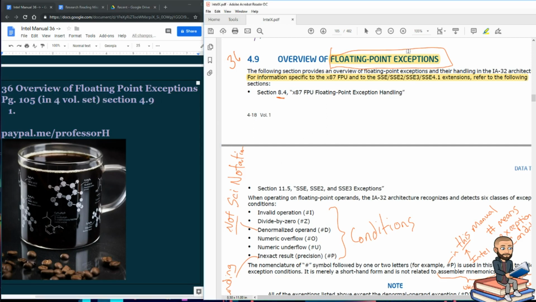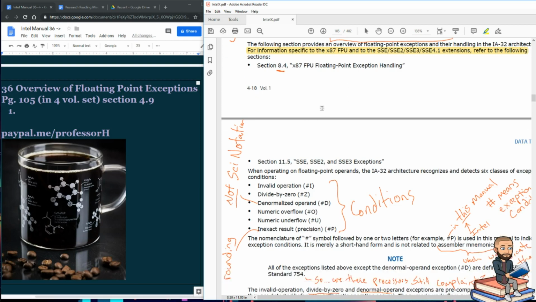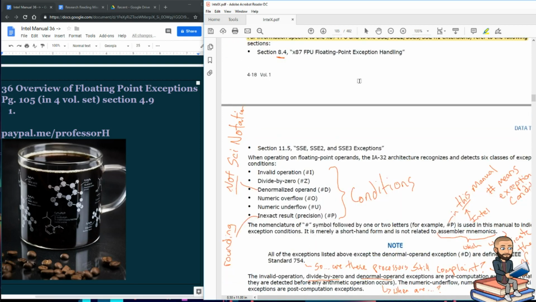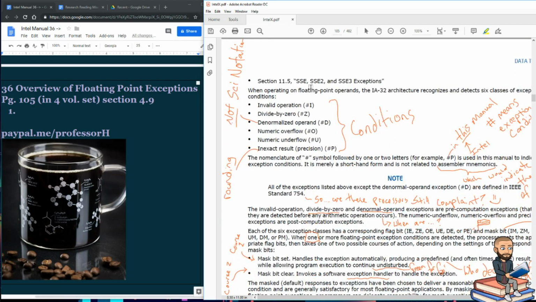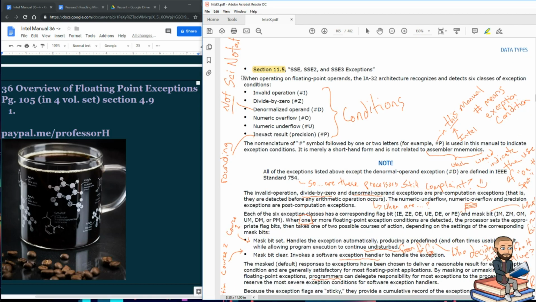And if you're not very familiar with the concept of exceptions, there's hardware ones and software ones. I went ahead and made a pretty short video just giving you the basics, like an ELI5 video of exception handling. The second section they refer us to is 11.5, and that's even further away. They begin by saying when operating on floating point operands, this architecture recognizes and detects 6 classes of exception conditions.